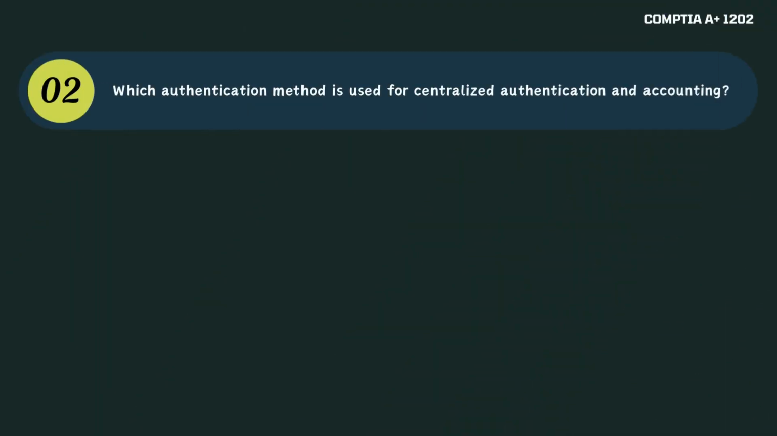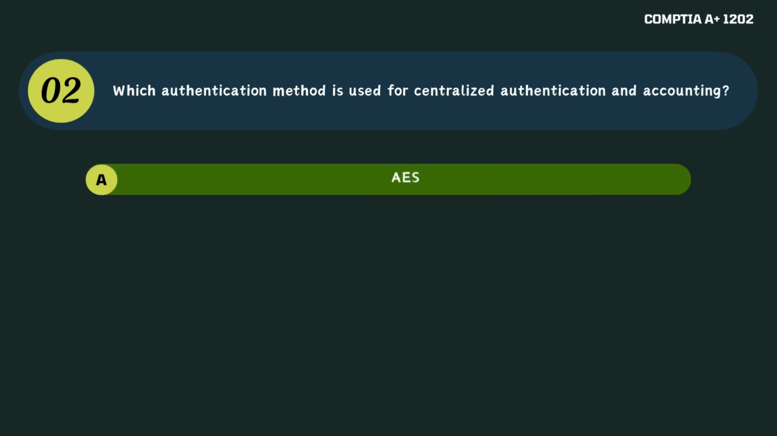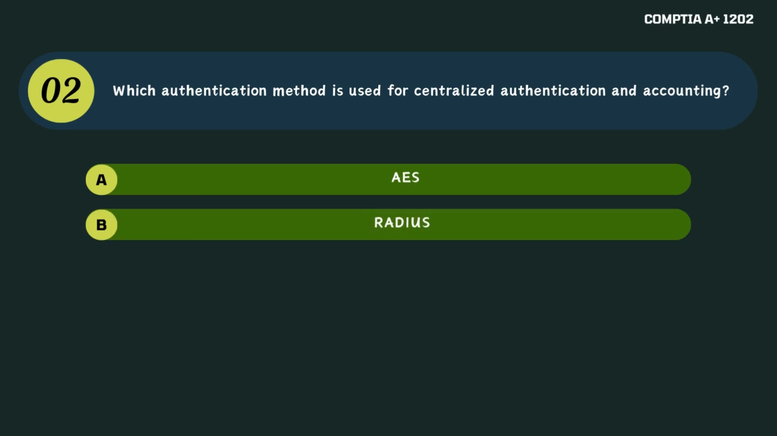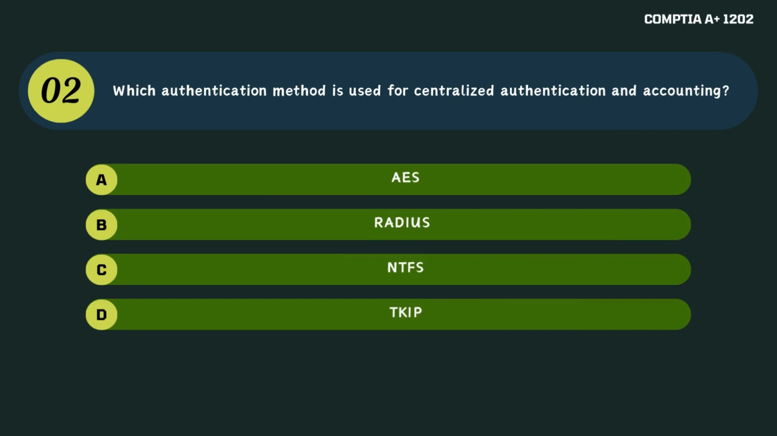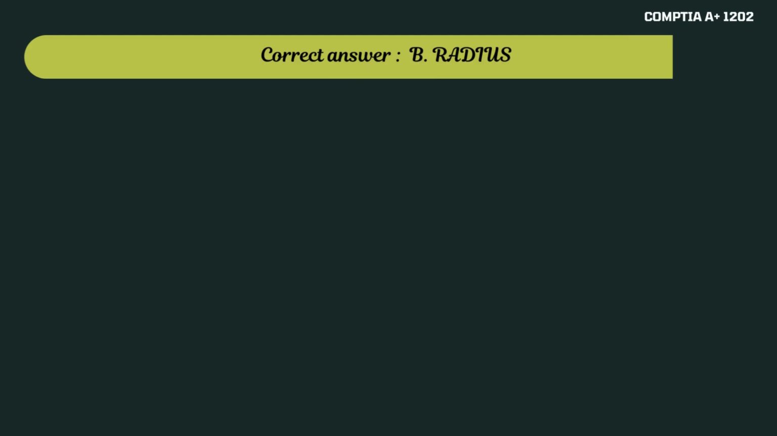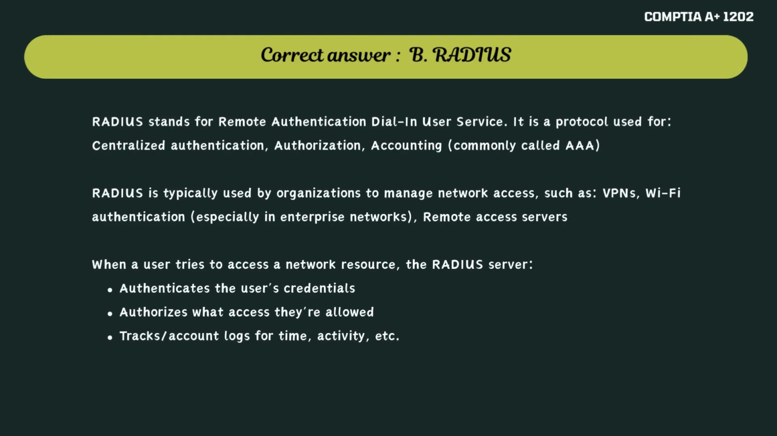Question 2. Which authentication method is used for centralized authentication and accounting? A. AES. B. Radius. C. NTFS. D. TKIP. Correct answer. B. Radius. Radius stands for Remote Authentication Dial-In User Service. It is a protocol used for centralized authentication, authorization, accounting, commonly called AAA.